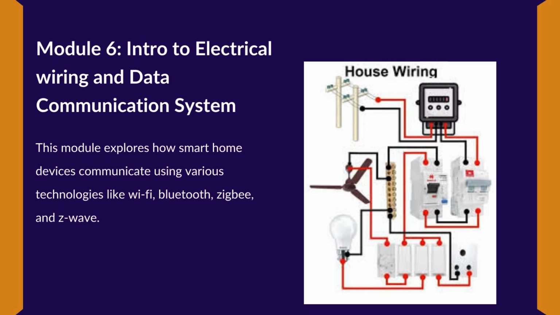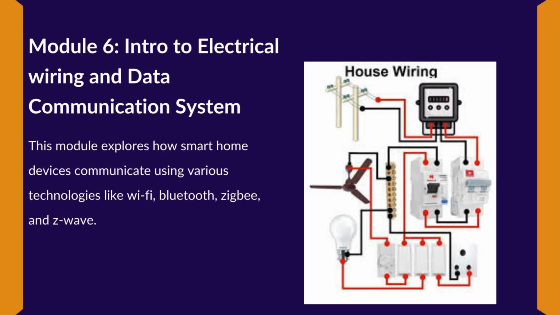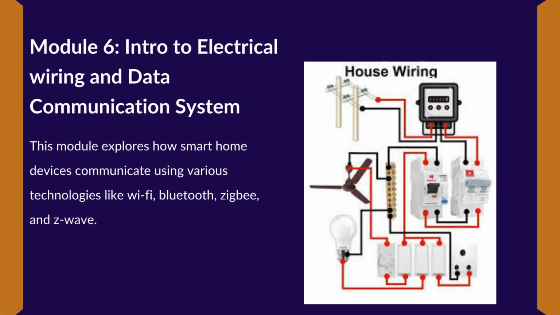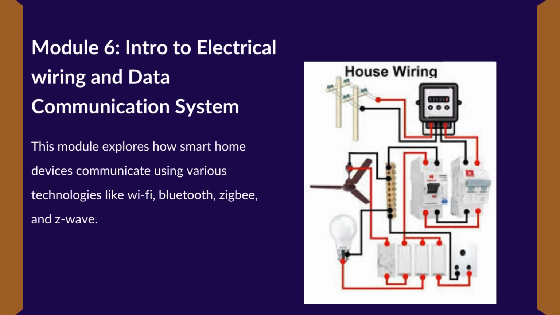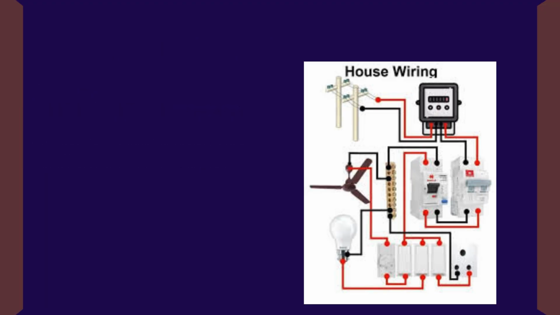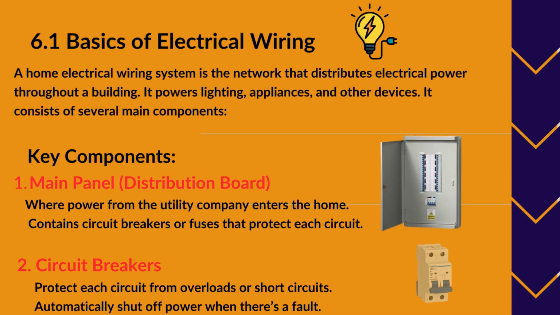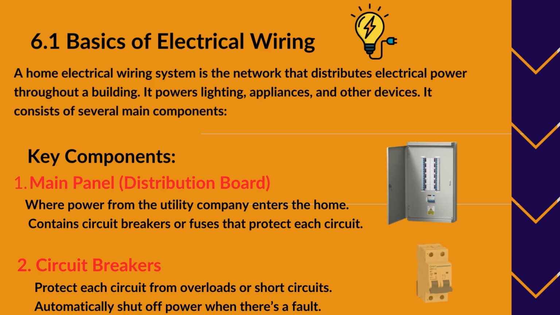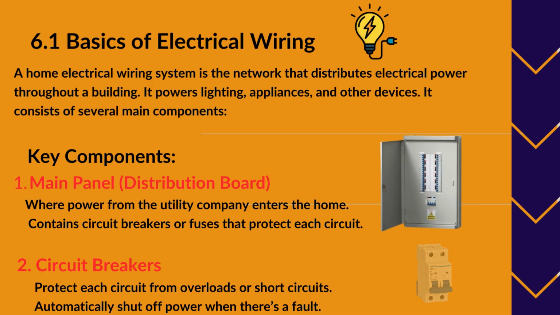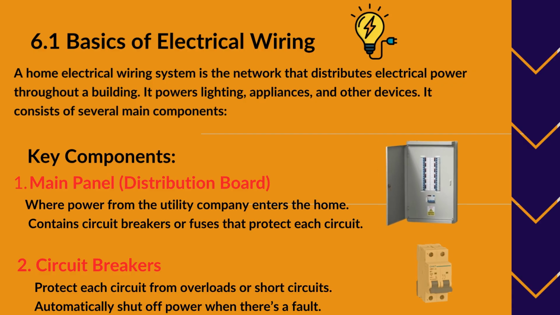Okay, so we explore electricity, how the cable connects to the central DB and other devices and breakers in the house. So we'll talk about the home electrical wiring system, which is a network that distributes electrical power throughout a building. It powers the lighting, the appliances, the other devices in the house.